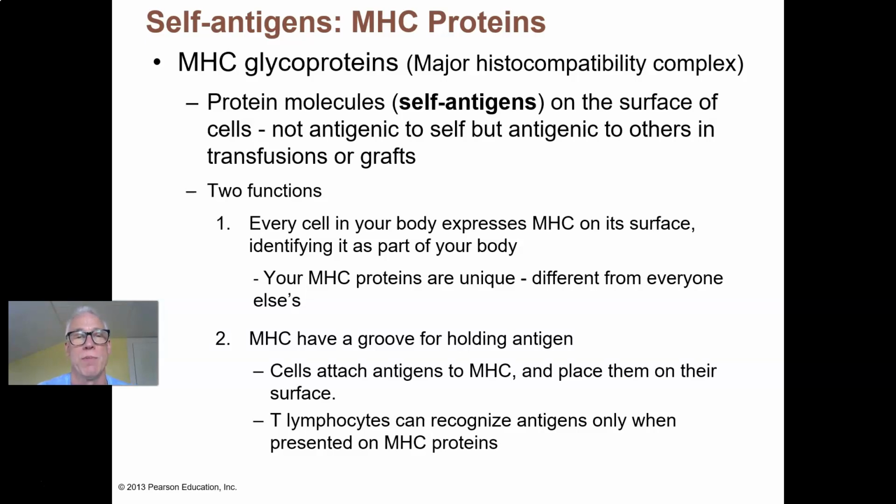If you receive a transplant, that tissue will be foreign to your immune system because of the different MHCs on the cell surface, and it will be attacked and destroyed unless we do something to intervene. So that's one thing that your MHCs do. They identify all the cells of your body as yours.